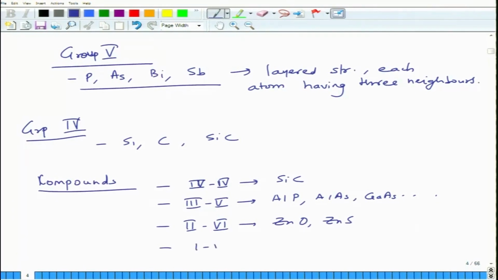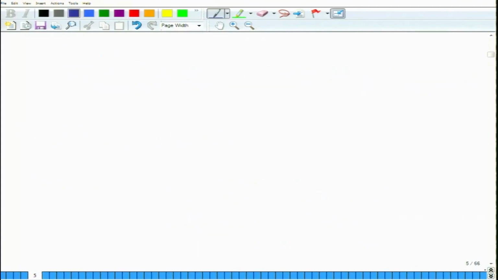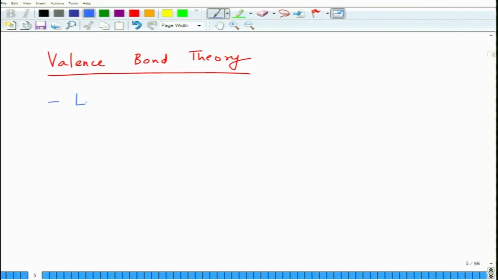Then we have 1,7 compounds. These are CuCl or AgI and so on and so forth. Okay. The covalent bonding typically takes place by, so the theory which is about covalent bonding is called valence bond theory. Now this valence bond theory basically started with people like Linus Pauling.